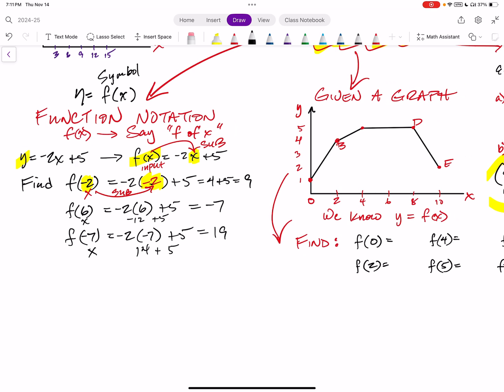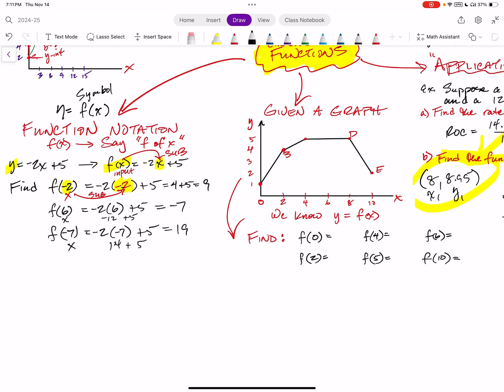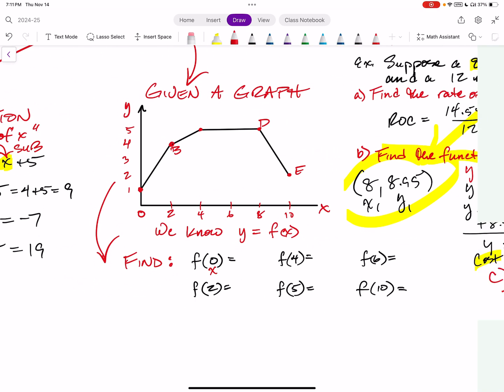Okay, last thing, given a graph, evaluate these things right through here. So, what's f of 0? Well, remember, this is the same thing as a y value. This is a function value. So when x is 0, what's y? What you do is you go to the graph here, and you find x equals 0 on the x-axis here, and you go and read the y value. So when x is 0, y is 1. Why? Because it's always x comma y.